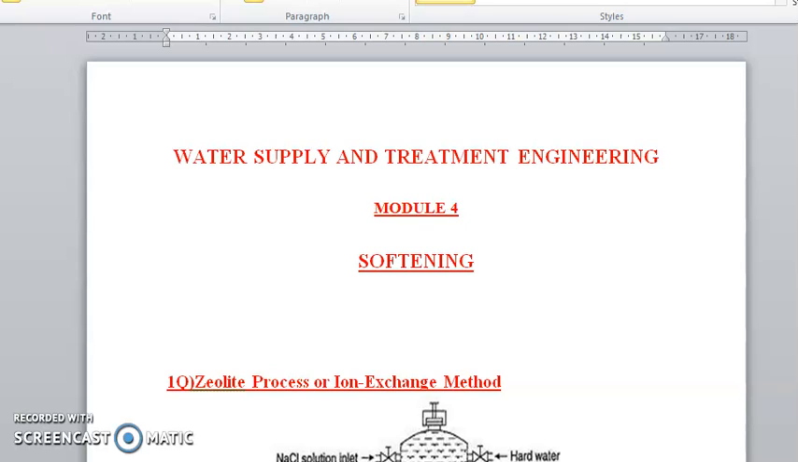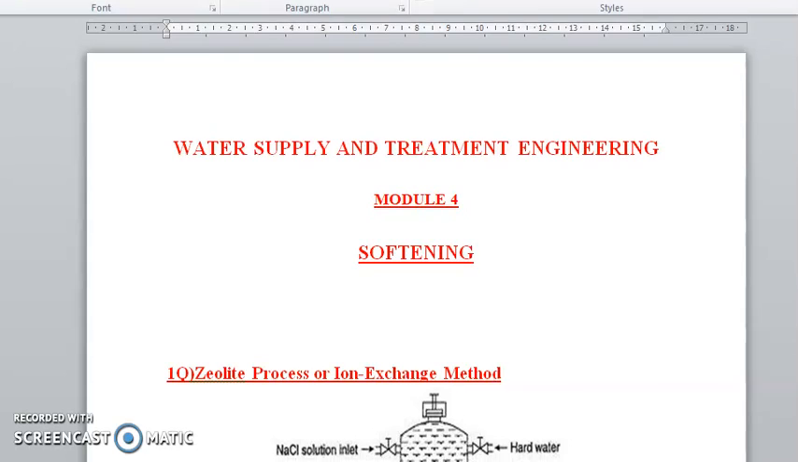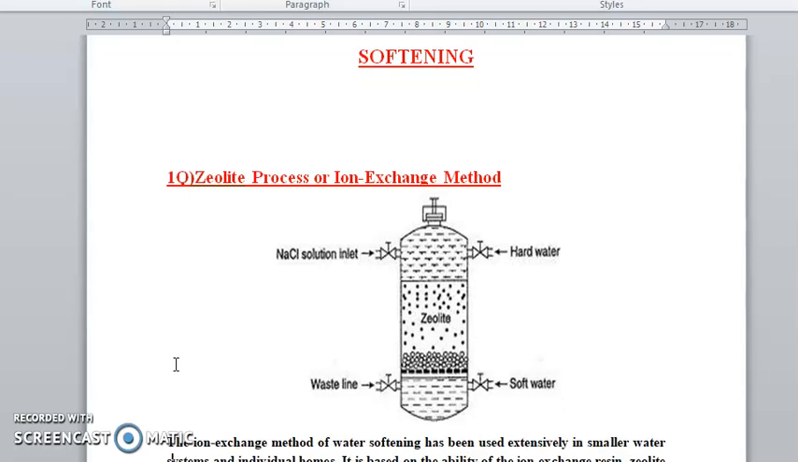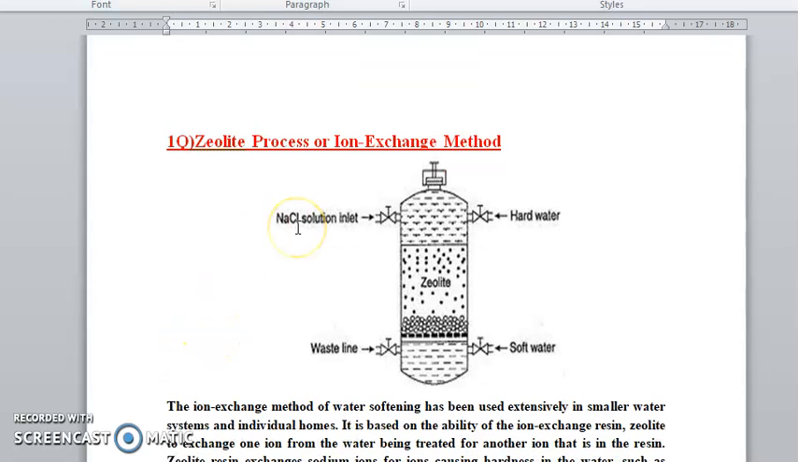Now, I will explain the zeolite process, or ion exchange method, used for softening of water. This is the NaCl solution inlet in the zeolite process. This is the hard water, this is the wastewater line, and this is the soft water. This is the zeolite we can see in a cylinder. This is the figure of the zeolite process or ion exchange method.